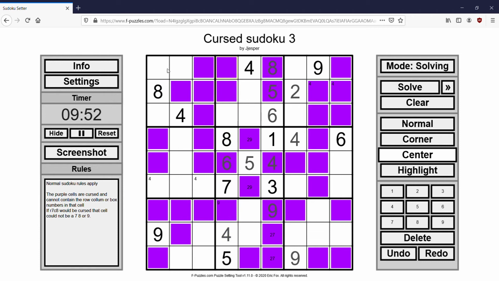A 1 can't go here because it's in row 1. A 2 can't go here because it's in box 2. A 3 can go here, but a 9 can't because it's over there. So indeed, that is a 3, leaving us with 1, 2, and 9. There's a 2 here, but the 1 and the 9 can both go there. I think all 3 of them can technically go there. The 9 cannot go here because there's 1 in the box, so that has to be either 1 or 2.